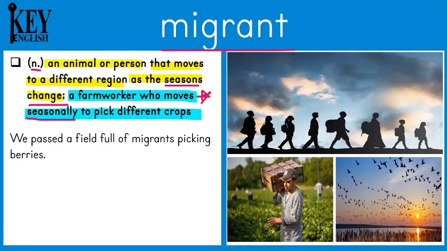The example sentence says, "We passed a field full of migrants picking berries." So this is an example in this picture here. There might be some migrants. So all of these workers on the farm could be migrants that traveled there to pick the crops during that season. I can also say, Canada geese are migrants that fly south for the winter. So they move to a different location based on the season.